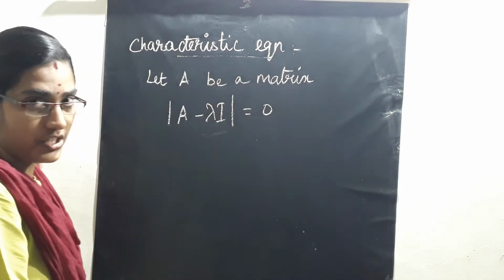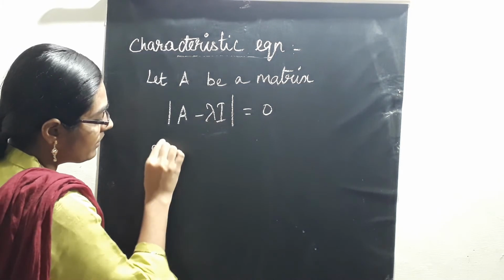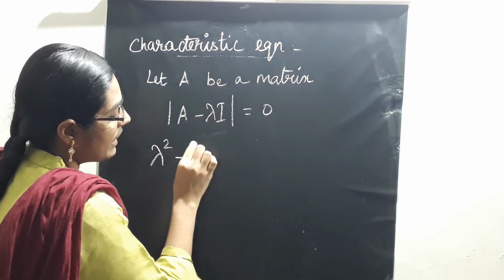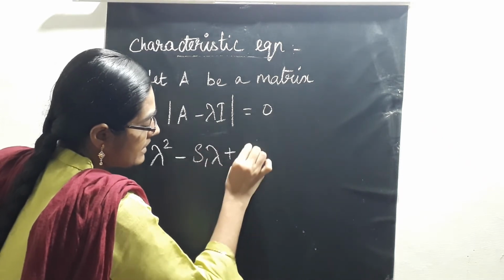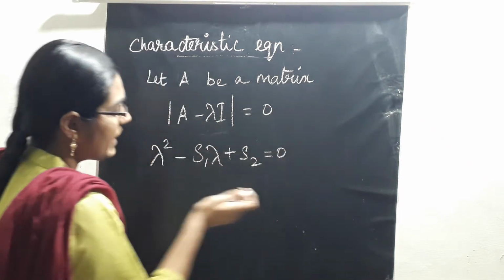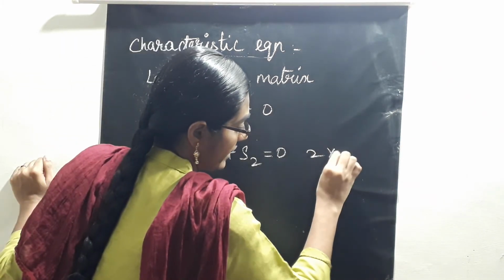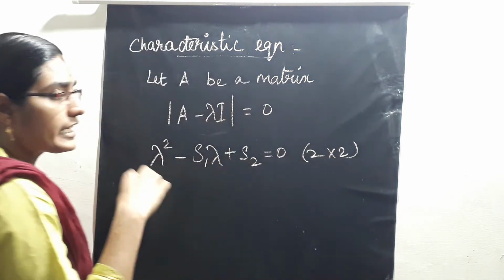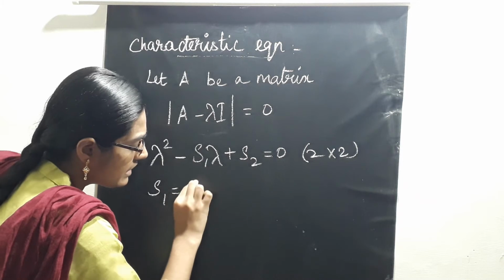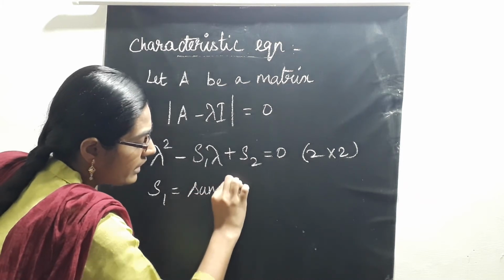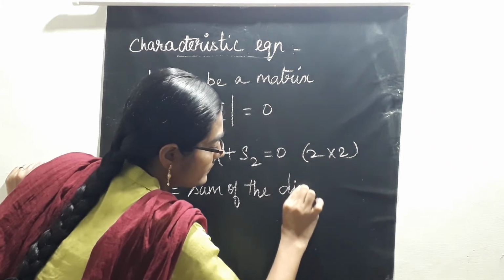There is another method also, that is, you can assume that the equation is lambda square minus S1 lambda plus S2 equal to 0. This I will say for only a 2 cross 2 matrix. For a 3 cross 3 matrix, I will explain in the next video. So here S1 means the sum of the diagonal elements.